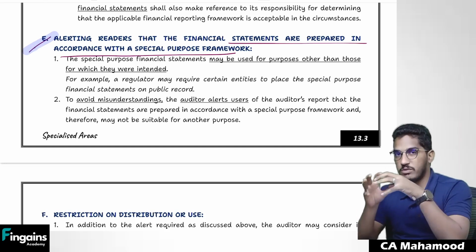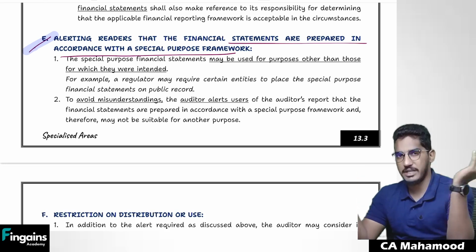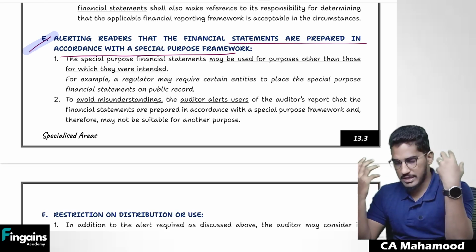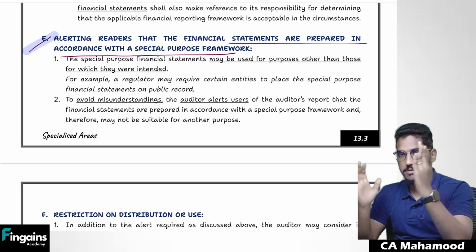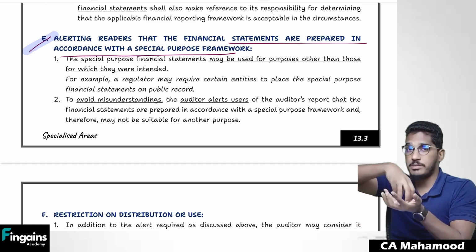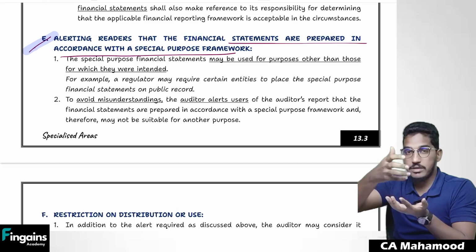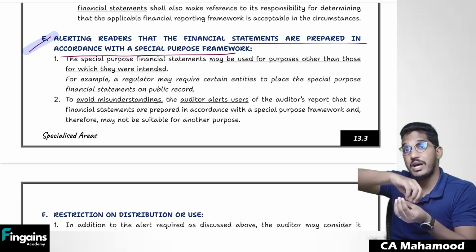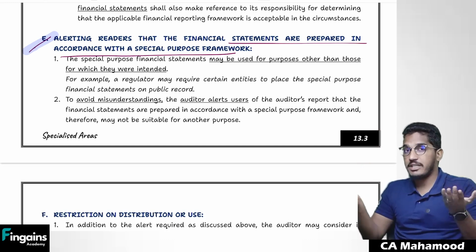Why? Because sometimes these special purpose financial statements and the audit report on them will be circulated and uploaded. Some person, like a genuine investor who doesn't know the difference between special purpose financial statements and general purpose financial statements, by mistake might download the special purpose financial statements and take a decision on that basis. But he is a normal investor, he should not have used special purpose financial statements, he should have used general purpose financial statements. But most of the investors will not have that education.